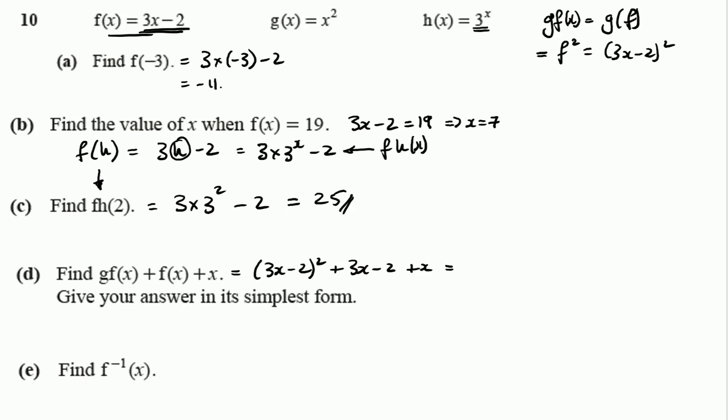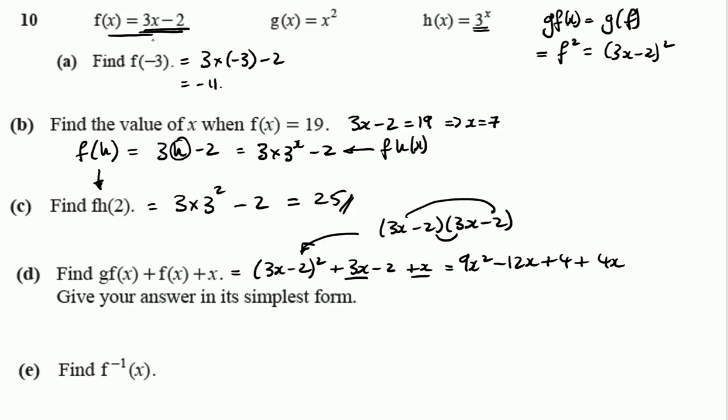To give the answer in its simplest form, I will multiply my brackets and collect like terms. (3x minus 2) squared is (3x minus 2) times (3x minus 2). That is 9x squared, minus 6x, minus another 6x is minus 12x, plus 4. Plus another 3x and another x, plus another 4x minus 2. Altogether then, that's 9x squared minus 12x plus 4x is minus 8x, plus 4 minus 2 is plus 2. And that's the simplest form.